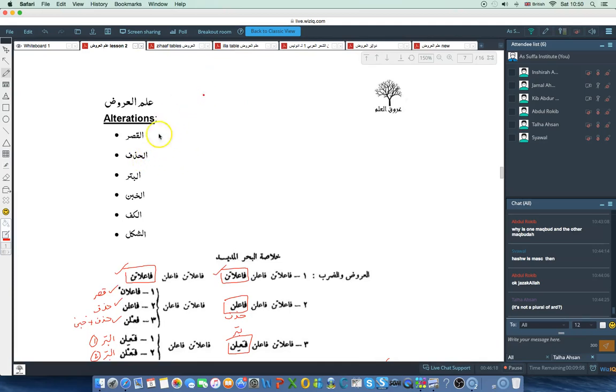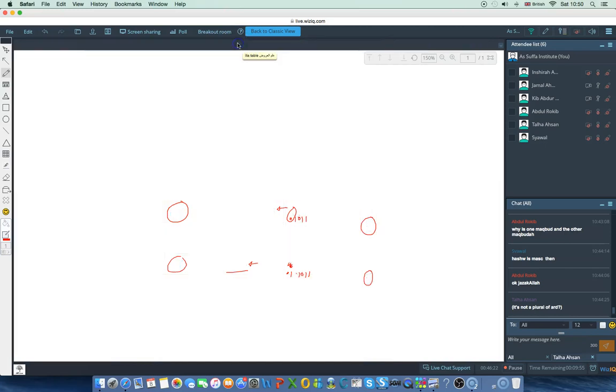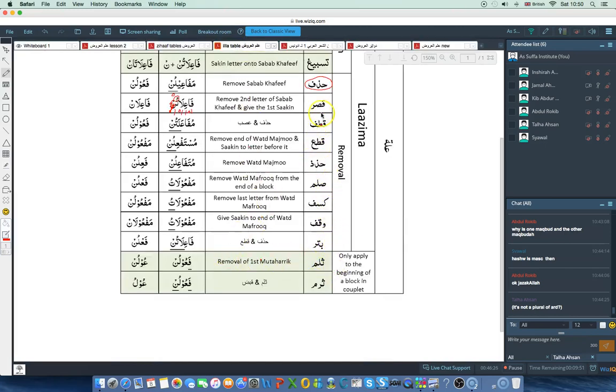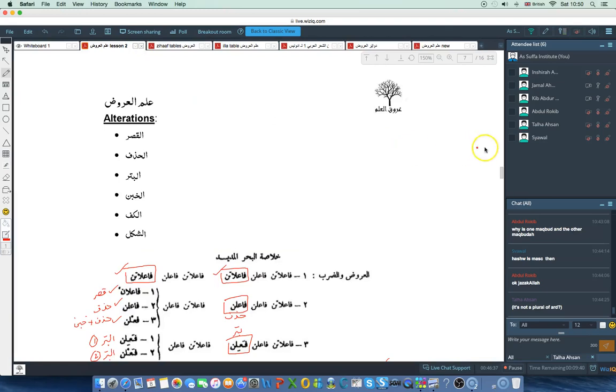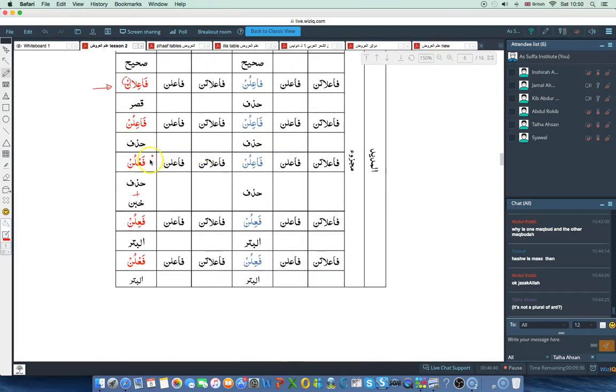Next, hadaf. So we done hadaf already. Just to remind you what hadaf was. So we said hadaf was remove the sabab khafif. So you remove the entirety of the sabab khafif. Left with mafa'i, and we said we rewrite this as fa'ulun. Okay, so if you go here, you can see the hadaf occurs. So it becomes fa'ilun. Because its pattern originally was what? It was fa'ilatun. Yeah, so if you remove the sabab khafif from fa'ilatun, we're left with fa'ilun. So it's rewritten as fa'ilun.